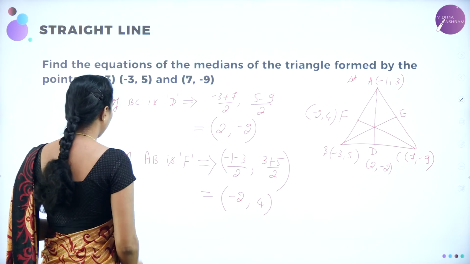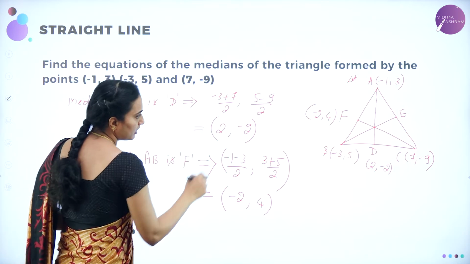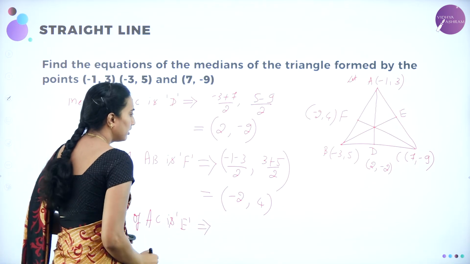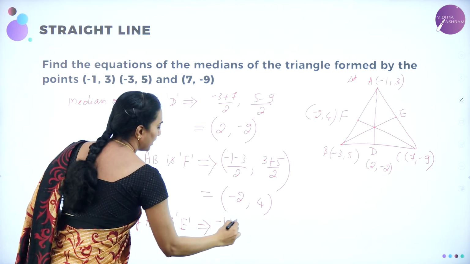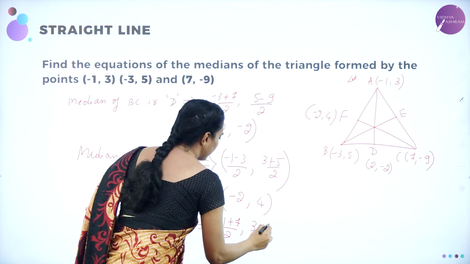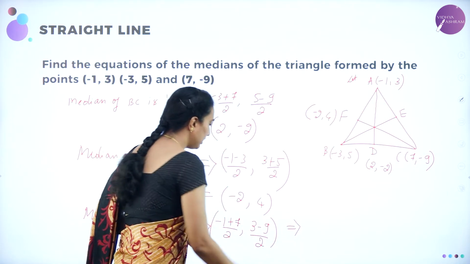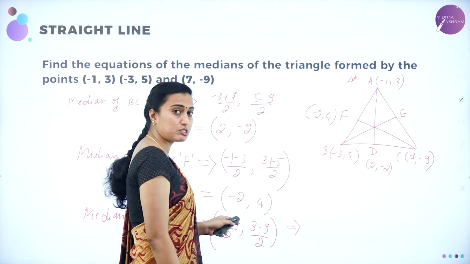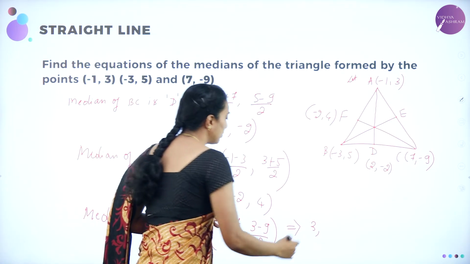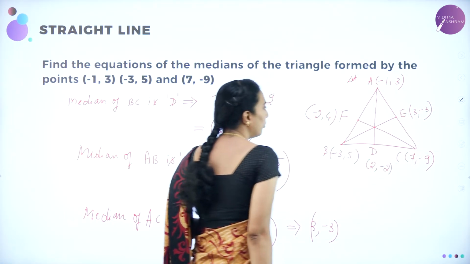Next we can find the midpoint of AC, which is E. That is (x1 plus x2) by 2, which is (-1 plus 7) by 2, comma, (3 minus 9) by 2. So for E, -1 plus 7 is 6, 6 by 2 is 3, comma, 3 minus 9 is -6, -6 by 2 is -3. So therefore E is (3, -3). Now what do you need to find out?